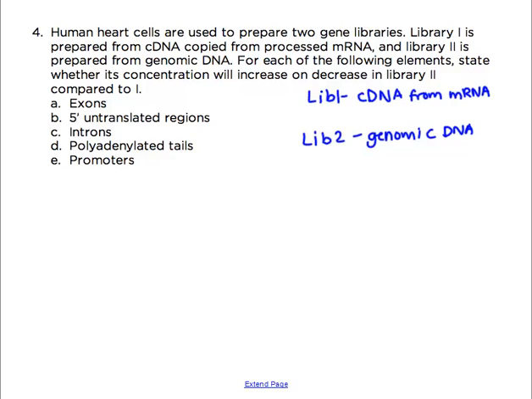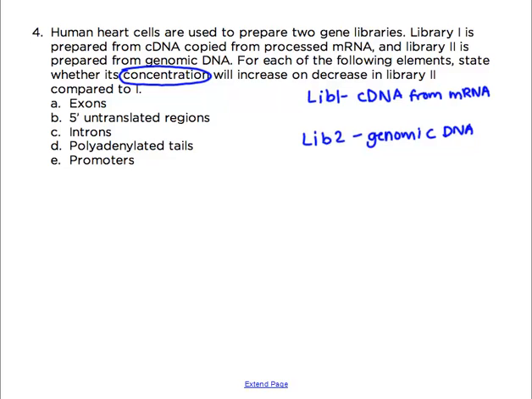Now it's asking us, compared to Library 1, whether these elements will increase or decrease in Library 2. However, you want to make sure that you understand what they are asking with concentration. So they're not asking if the number of these elements will increase or decrease in Library 2. It's asking whether their concentration will increase or decrease. Now, concentration is really just a percentage of the whole, right? So let's say you have 5 exons out of 100 parts in Library 1, and then you have 5 exons out of 1,000 parts in Library 2, well, that concentration decreased because now the percentage of the whole is much less. Okay, so that's what they're asking here.